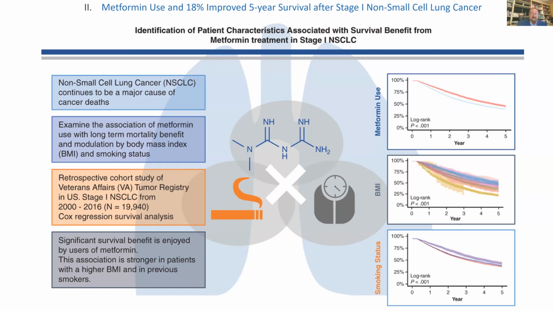The current survival for stage 1 non-small cell lung cancer is 47%. And so you can see that it's a tough disease. And even with surgery, it's not perfect outcomes. So we can do better. And this is one of the ways that we can do better.